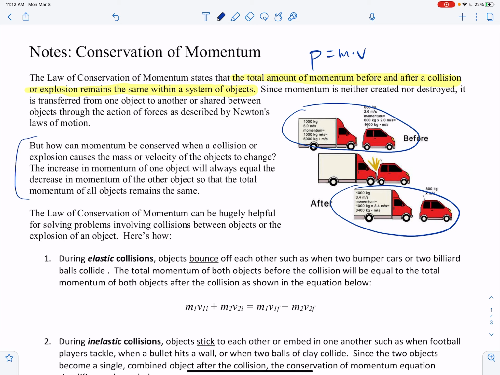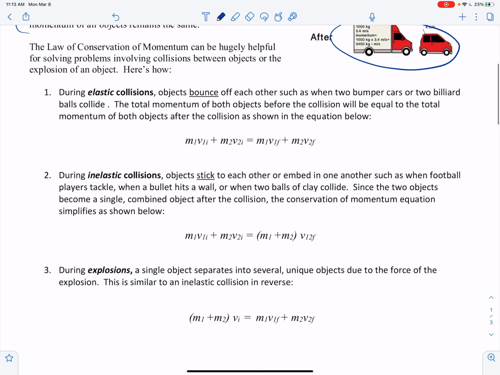But how can momentum be conserved when a collision or an explosion causes the mass or the velocity of the objects to change? Well, the increase in momentum of one object will always equal the decrease in momentum of the other object, so that the total of all objects remains the same. The law of conservation of momentum can be hugely helpful for solving problems involving collisions between objects or the explosion of a single object. We're going to look at 3 different types of interactions that involve momentum conservation.